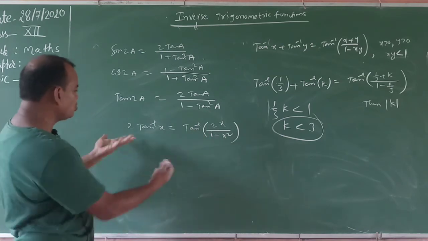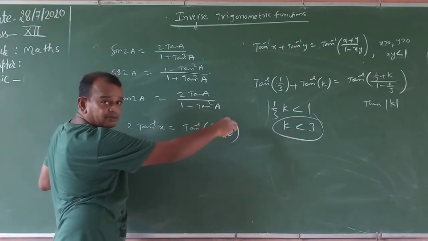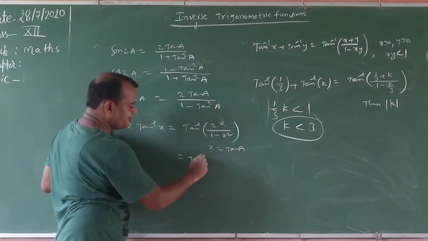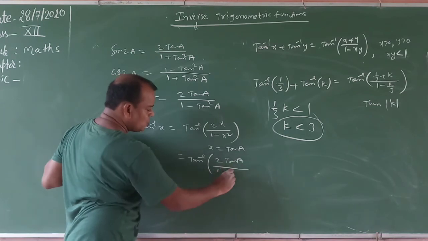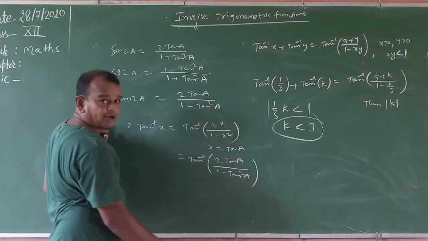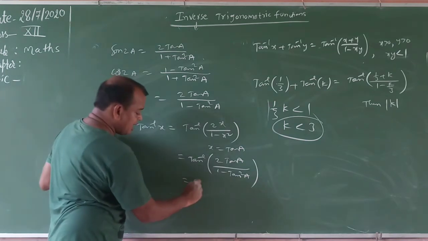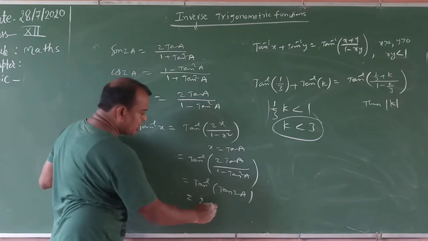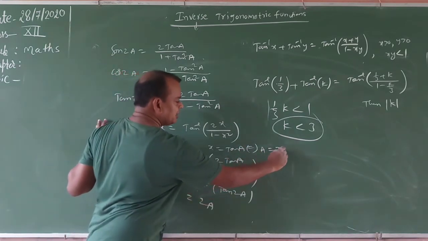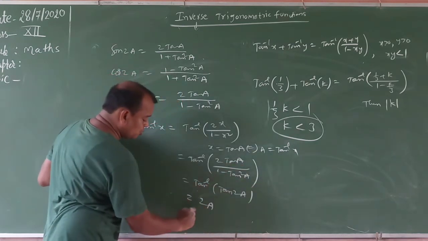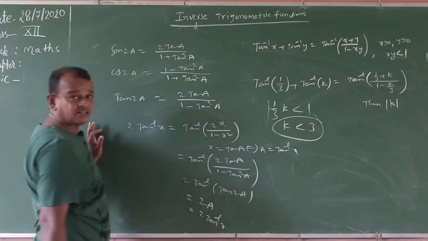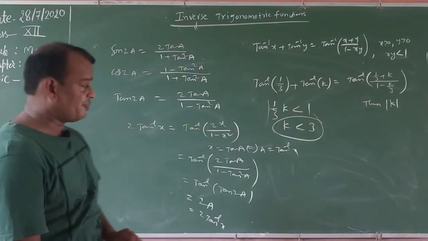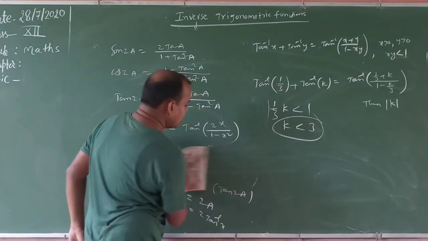How to prove this one? Put x equal to tan theta, or tan a, whatever may be. tan inverse of 2 tan a by 1 minus tan square a means tan inverse of tan 2a. Tan inverse and tan cancel, that equals 2a. From here, what is the value of a? That equals tan inverse of x, so that equals 2 tan inverse of x. Understand or not? You remember these formulas. 2 tan inverse of x is equal to tan inverse of 2x by 1 minus x square.